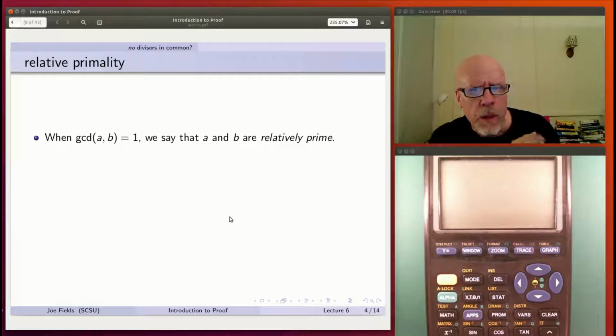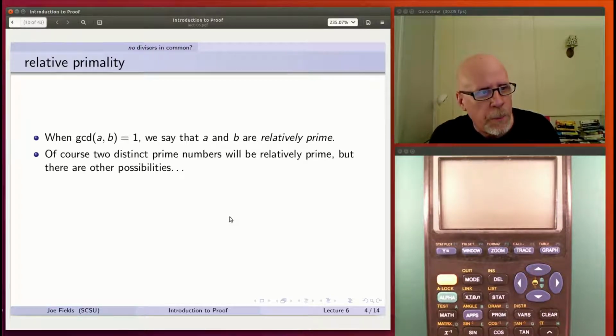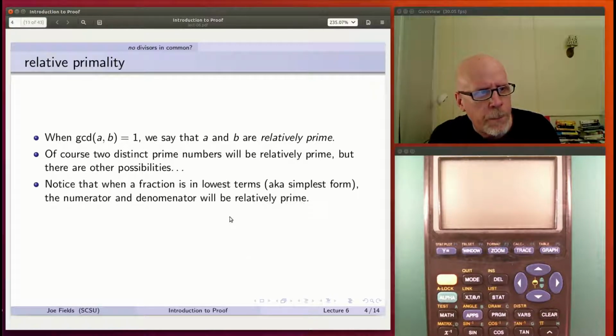I just want to be clear that this is a term that has to have two things to which it's referring. You can't say 7 is relatively prime. You can say 7 is relatively prime to 11, but not the former. It's not one thing. It's a relationship between two things. It's also a symmetric relationship. If A is relatively prime to B, then B is relatively prime to A. So we can switch the order around. They could be two distinct prime numbers, but there are other possibilities.